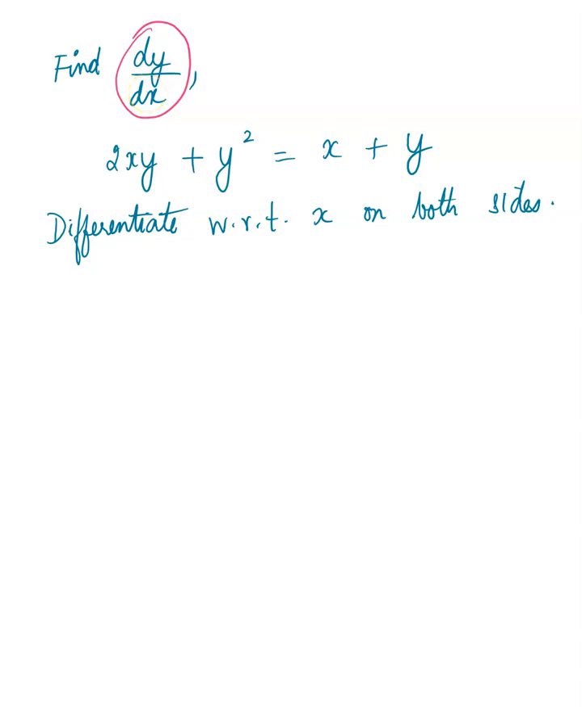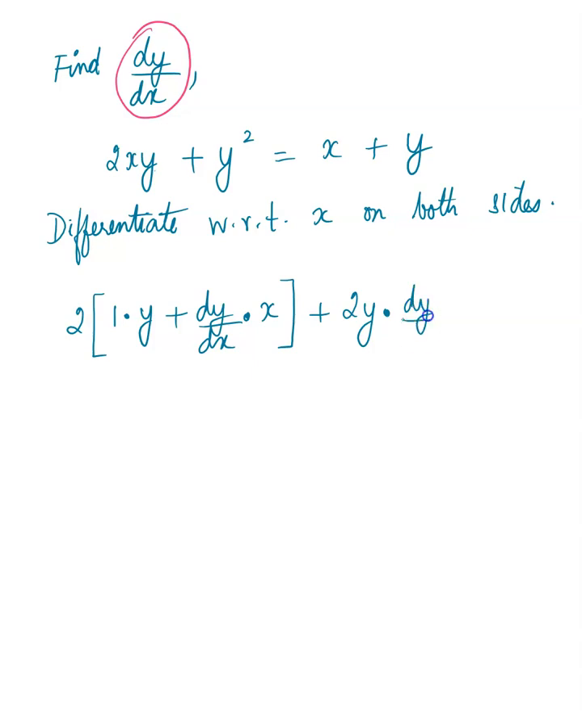So we got that. So 2 times, that's x times y. So it's product rule. So u prime v plus v prime u. That's there. Then y squared will be the chain rule. 2y times derivative of the outside times derivative of the inside equals x. Derivative of x is 1 plus derivative of y is dy over dx.